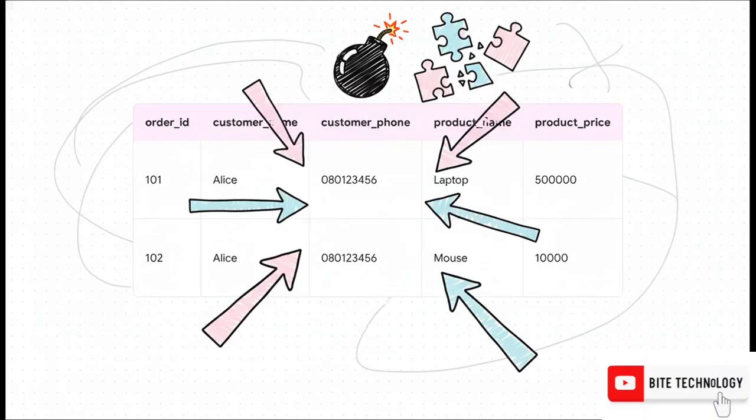Okay, let's look at a real example. Here we have a simple table for customer orders. Right off the bat, can you see the issue? Just look at the customer Alice. Her name and her phone number are typed out again and again and again for every single order she makes. Now that might not seem like a huge deal, but trust me, it's a ticking time bomb for errors.